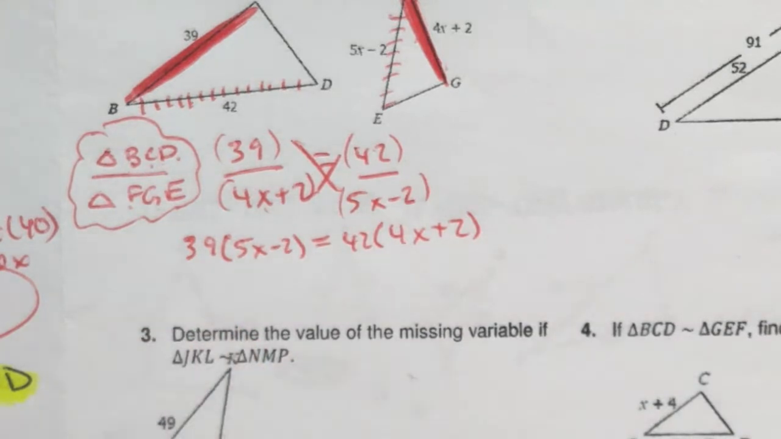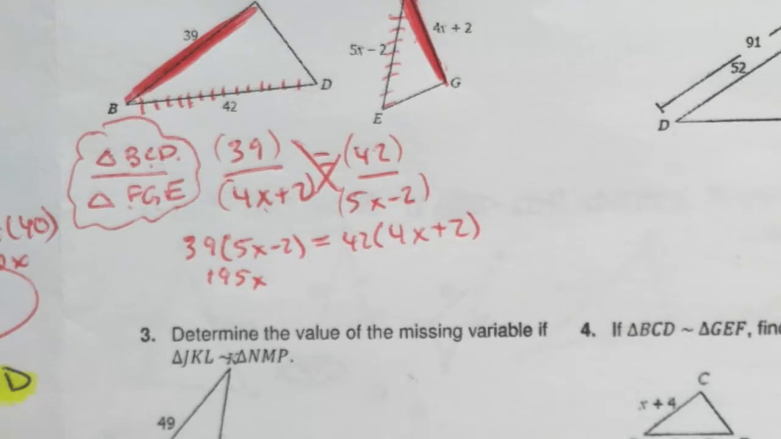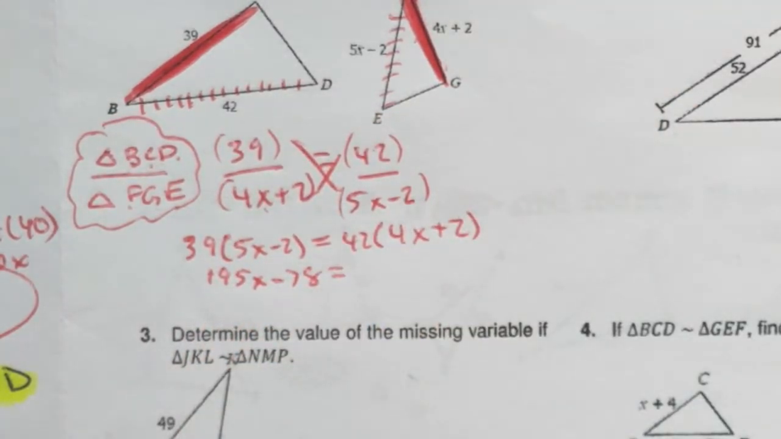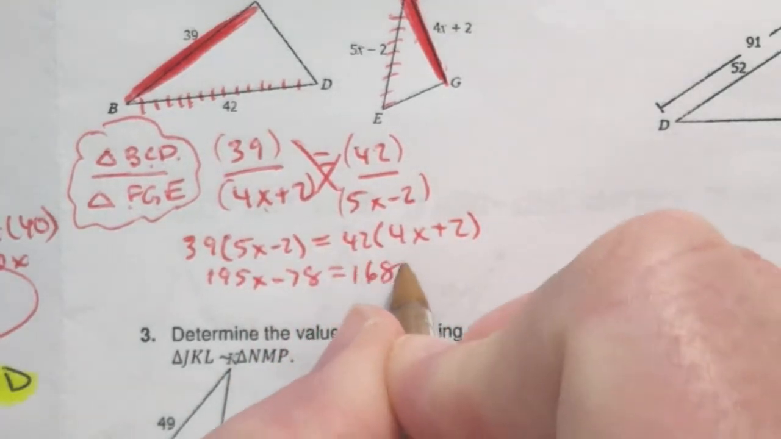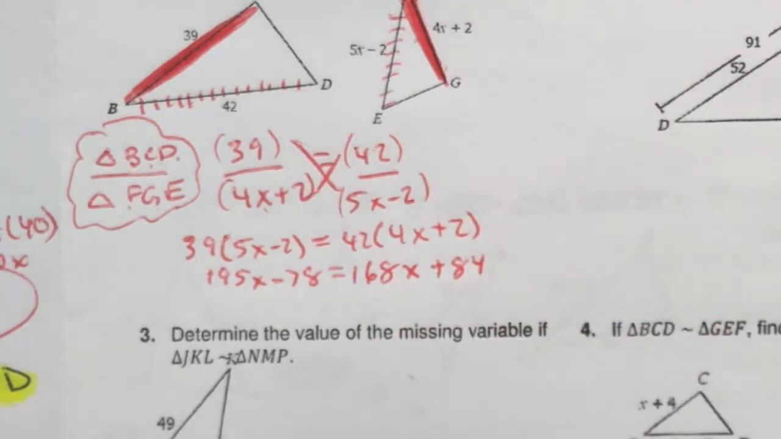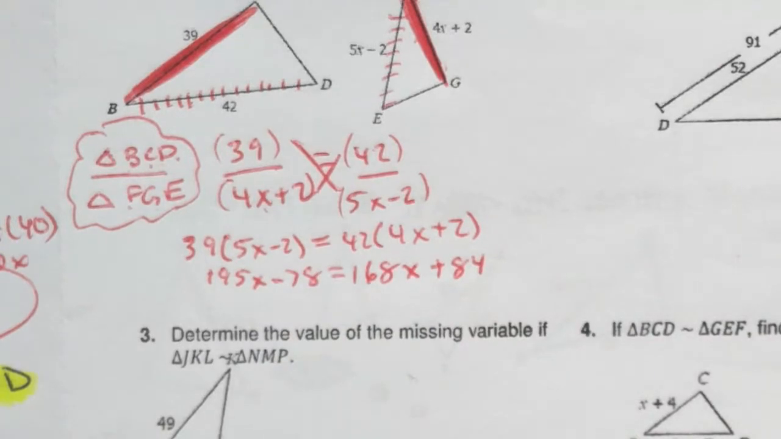All right, distribute. 39 times 5 gives us 195x. 39 times a negative 2 is minus 78, is equal to 42 times 4, which is 168x, and 42 times 2 is plus 84. Basically you just had to set this up as your cross product and solve. It's that simple, so just keep it simple in your head. Don't overthink this.